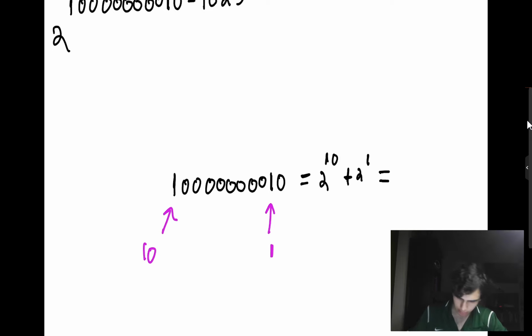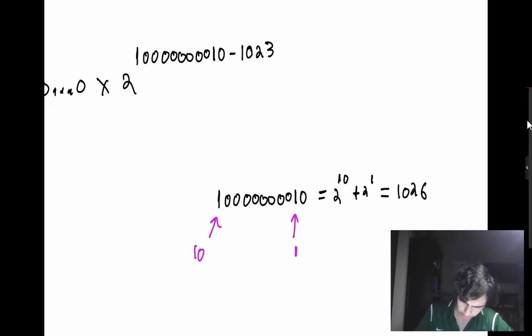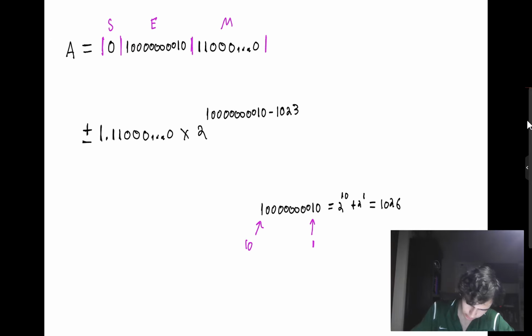Okay, let me get the calculator. 2 to the 10 plus 2 to the 1 is 1026. So now that we know what that is, we can simply erase this. Or you know what, I'll just keep it there for now. So we know that this is actually 1026, as an unsigned binary.